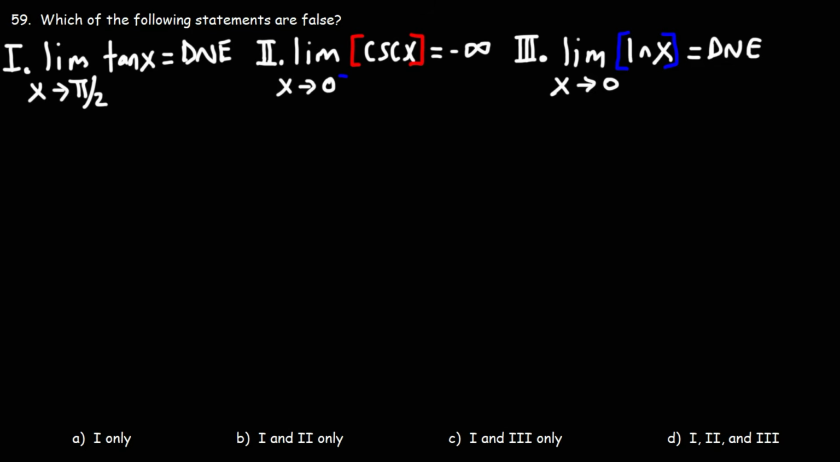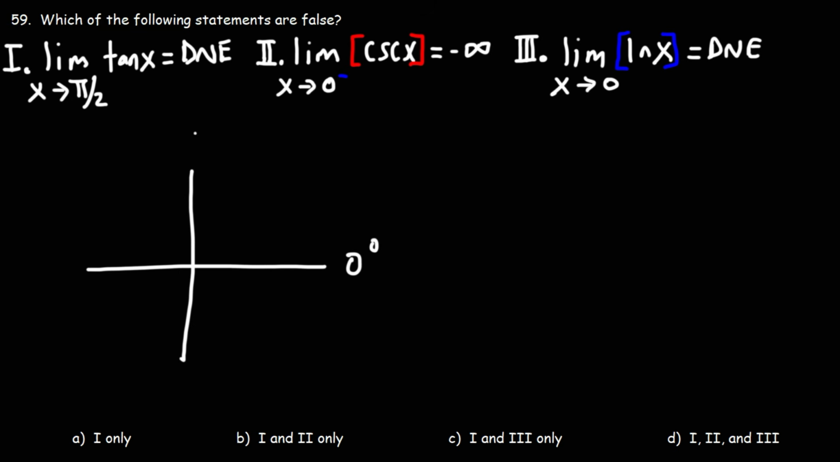Number 59. Which of the following statements are false? So looking at the first one, the limit as x approaches pi over 2 for tangent x. Is that true or false? It might be helpful to go back to the unit circle.